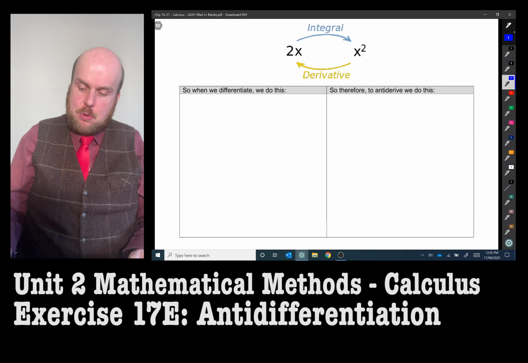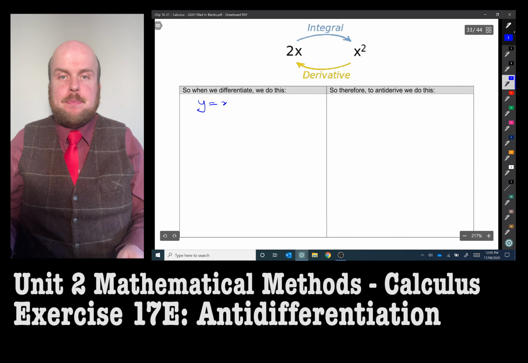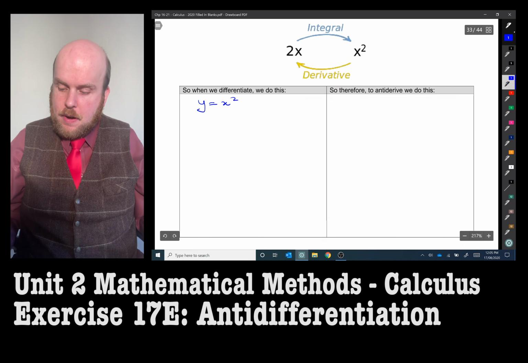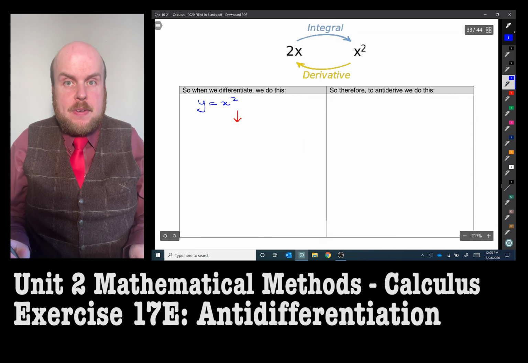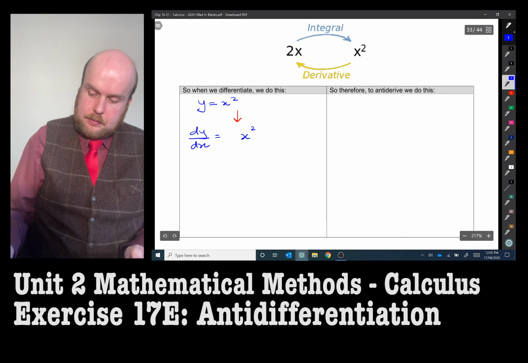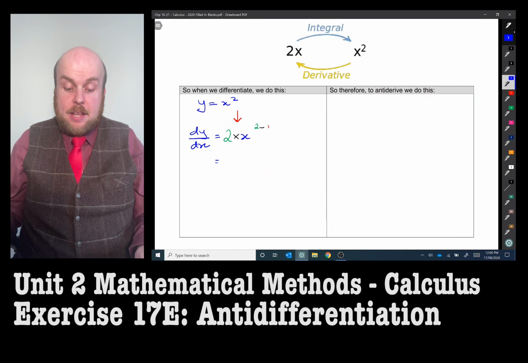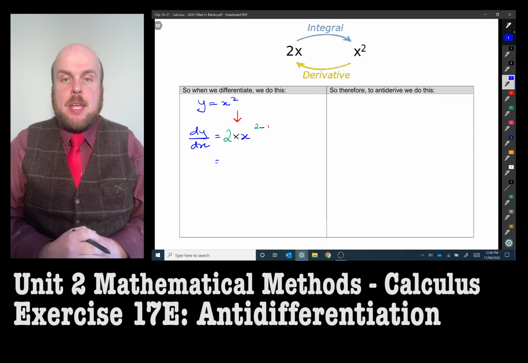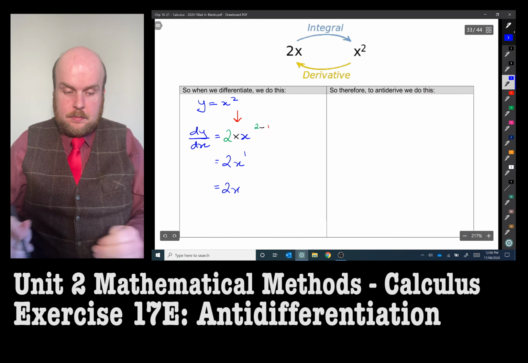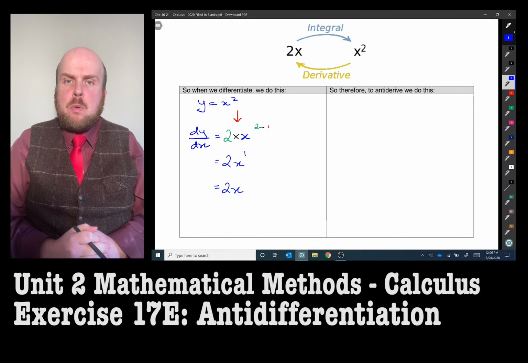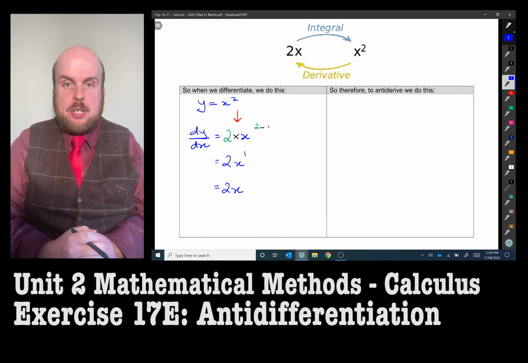Let's just say I have the equation y equals x squared. And what I'm going to do is show a variety of processes. So if I was to do the derivative of this, we would take the 2 down and multiply it at the front, and then we'd subtract a 1 to get 2x.